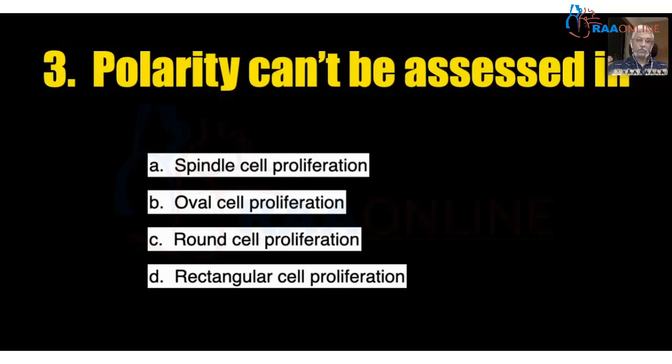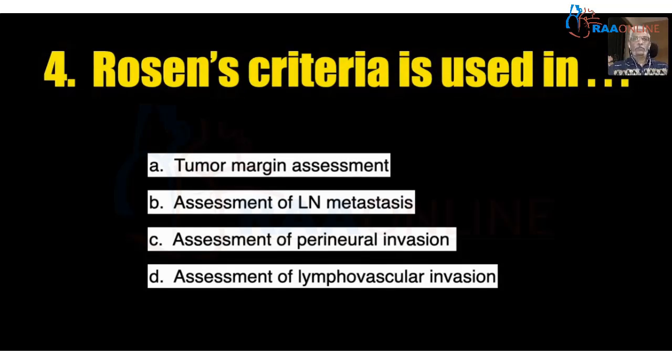Now let's go to the next question. The question is, Rosen's criteria is used in: is it tumor margin assessment, assessment of lymph node metastasis, assessment of perineural invasion, or assessment of lymphovascular invasion?